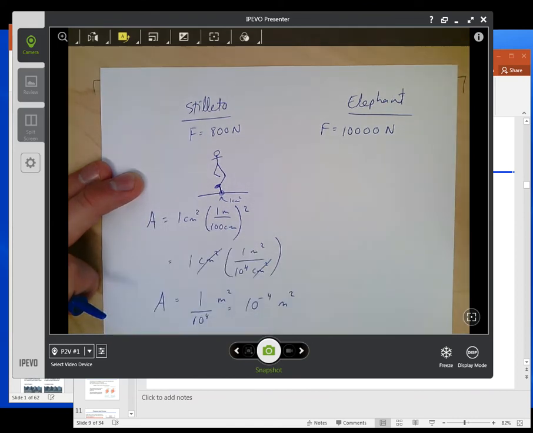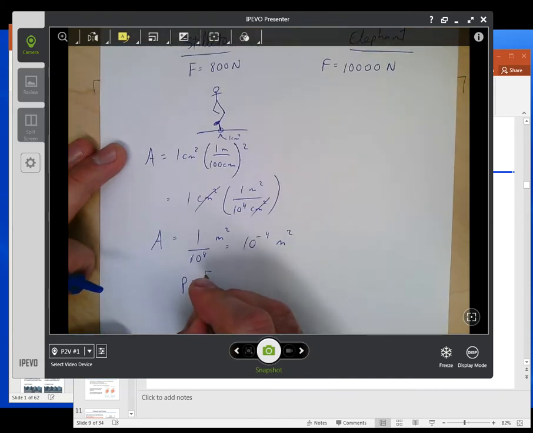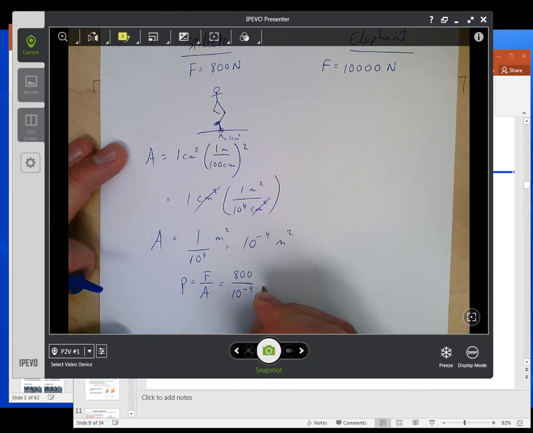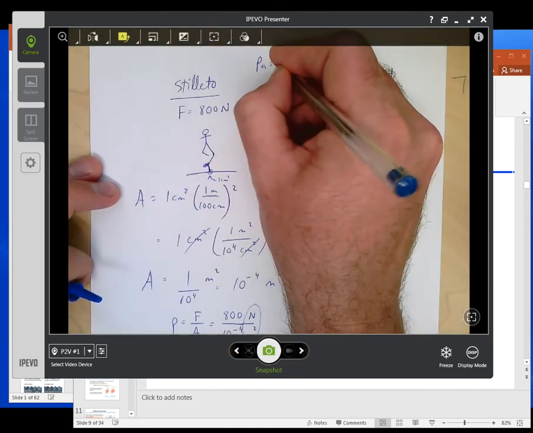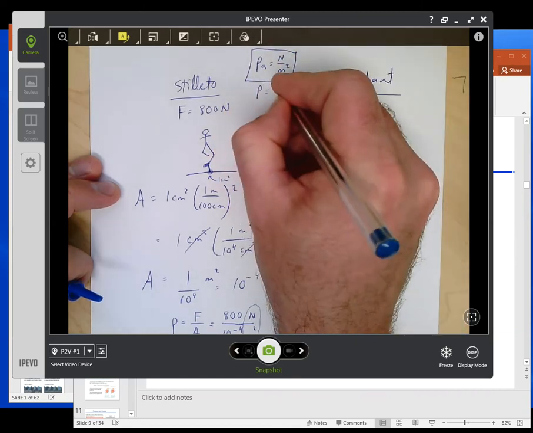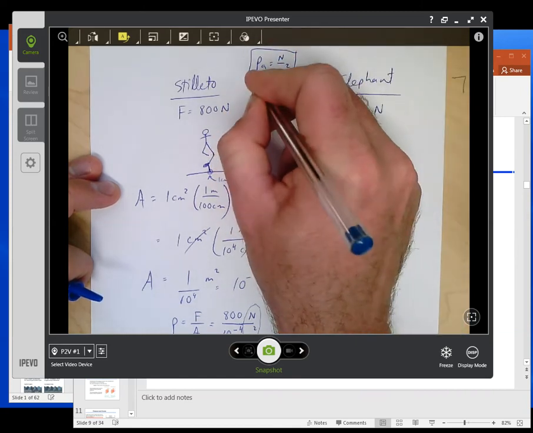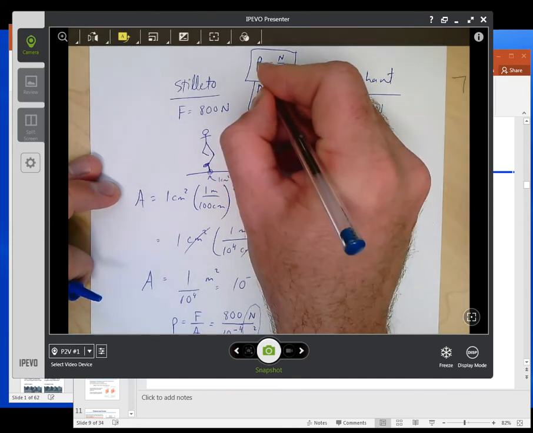So I'll say my area is this. Going by the idea that pressure is force per area, I can say that this is 800 divided by 10 to the minus 4, with square meters and newtons. Now, we've been trained to know that newtons per square meter is a Pascal. So remember that Pascal is newtons per square meter. Or in other words, pressure is force per area. Those are both the same idea. So the P here means pressure, and the pascal is the unit of pressure.